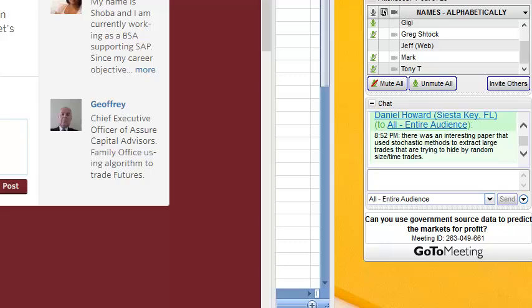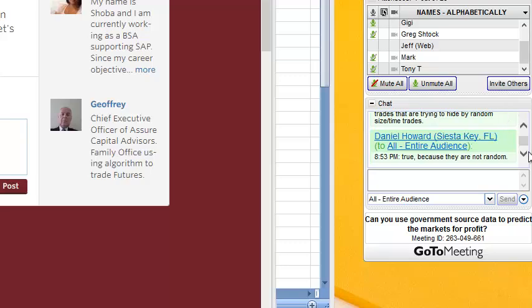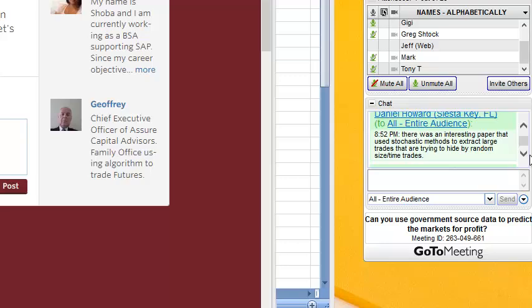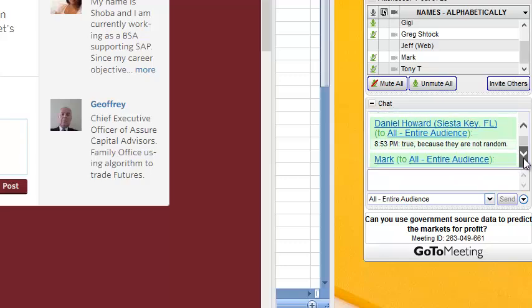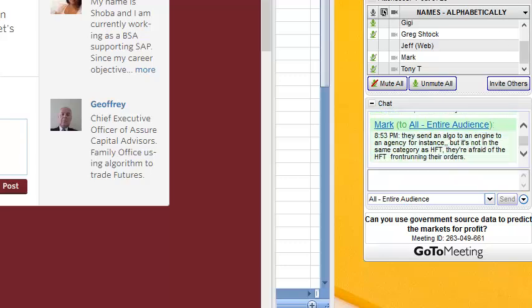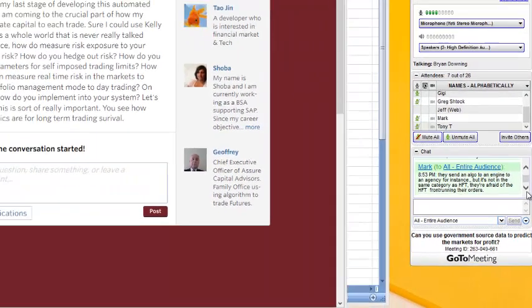Well, not only that, but aren't there a lot of brokers that are controlling predatory algorithms for that sort of thing? They're trying to protect their own clientele. Yes. For example, there was this algorithm in the Flash Boys book where they sent the order to different exchanges, but it gets first to the closest exchange and then later to the other exchanges. Right, so they are front running you until you get to the second exchange. So they invented this algorithm which makes sure that the orders get in at the same time to all the exchanges. Yeah, Mark says they send an algo to an agency, for instance, but it's not in the same category as HFT. They're afraid of the HFT front running their orders.